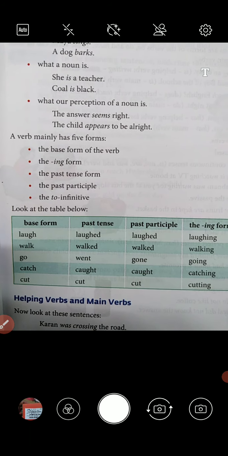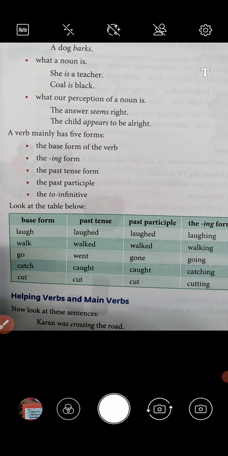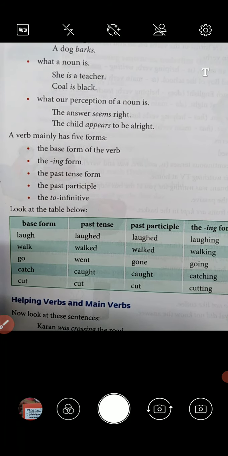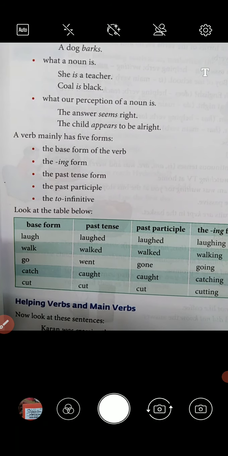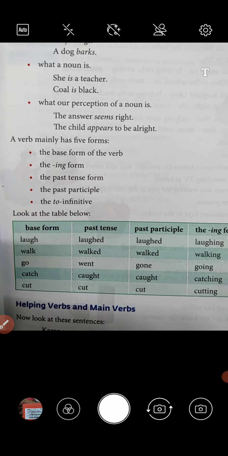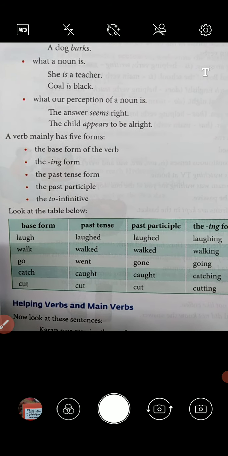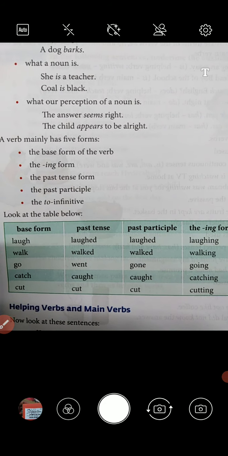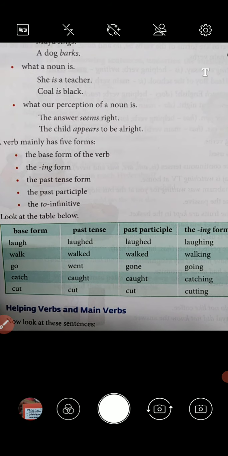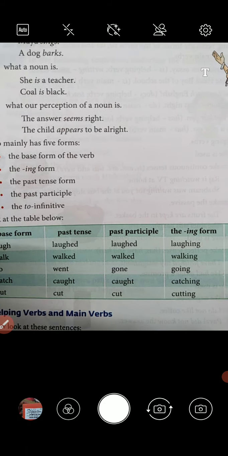The fourth word is catch. Catch means pakadavu. I catch a ball. The past tense of catch is caught. We caught the thief. The past participle form is also caught.